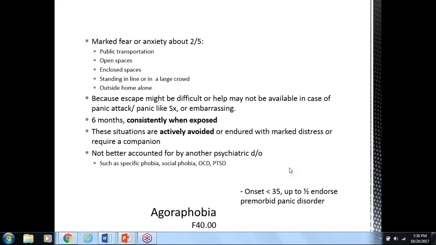But most of the time, at least in my experience, panic disorder precedes the agoraphobia. So when you're working with someone with panic, you want to ask them, how does this affect you? How's your life changed since these symptoms have started? Because you want to know how limited they are. Are they not leaving their home? Are there things that they avoid doing? Have they had to quit work?